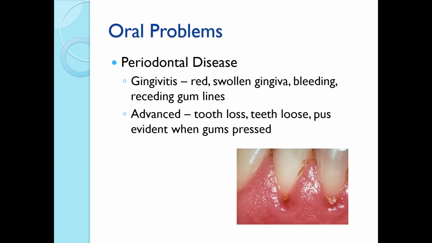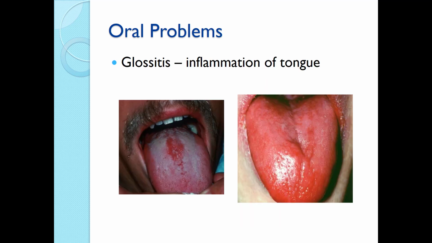And then there's also periodontal disease like gingivitis, where there are very reddened, swollen gums. Bleeding gums, can be receding gum lines, so there's definitely inflammation and damage happening there. And with advanced periodontal disease, you can even see losing teeth, or loose teeth, maybe even abnormal drainage, like pus coming from the gums whenever they are pressed on.